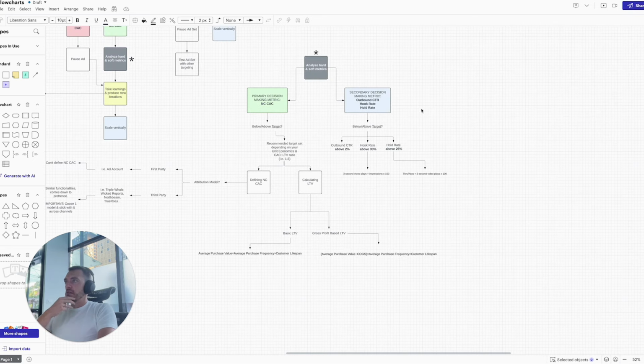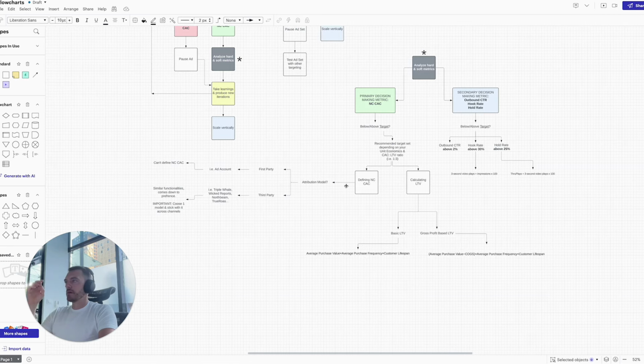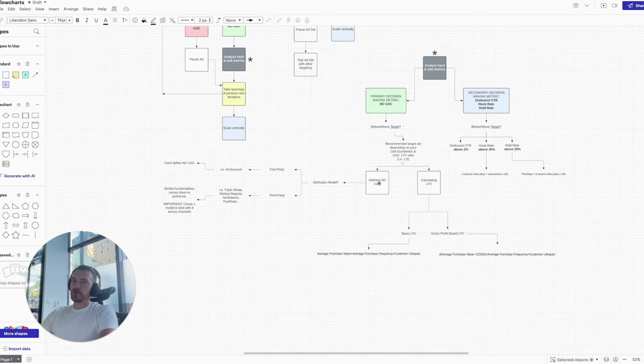Then the secondary decision-making metric. So defining NCCAC depends on the attribution model that you're using. You can either use first party, for example, your ad account attribution, or third party. The problem with ad account attribution is that you cannot add a column for new customer CAC. You have services that can help you do that, but just having the ad account, you can't do that. Or at least if you're not a very tech savvy person, you won't be able to do that.